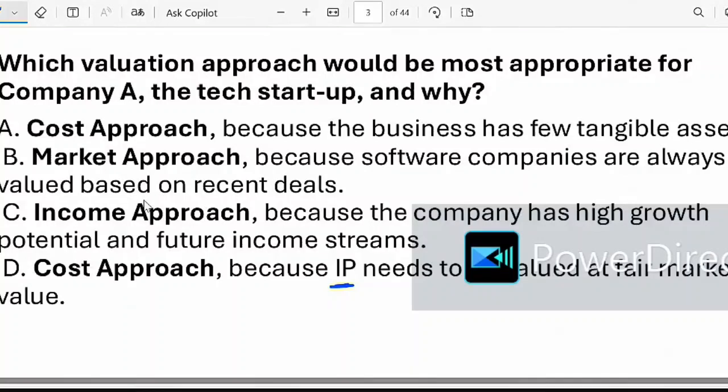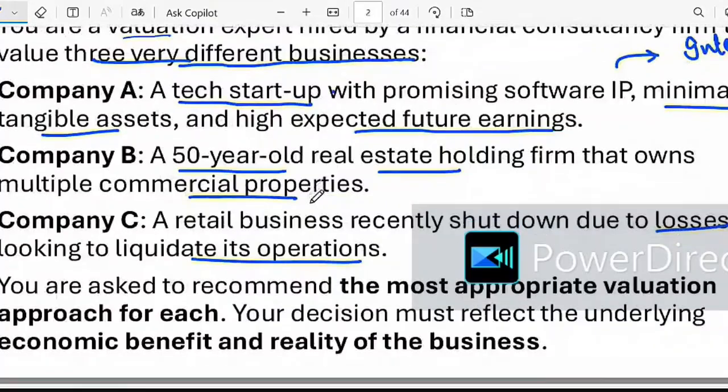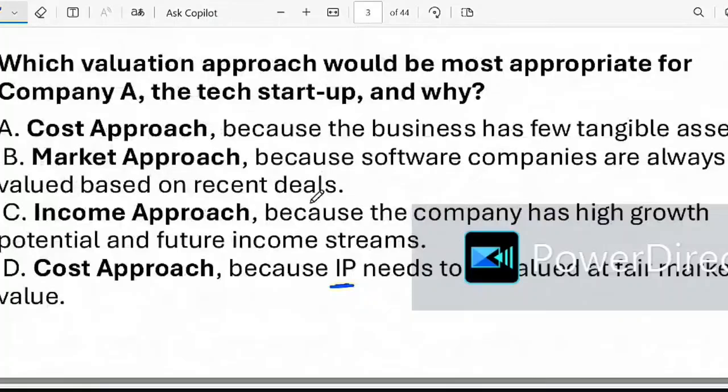So let's get started. Basically, this tech startup, you can guess also. Take a wild guess, and let's see whether your guess is correct or not. Just guess and type the answer: A, B, C, or D. Just by guessing, you can type your answer, and let me explain what is the correct answer.